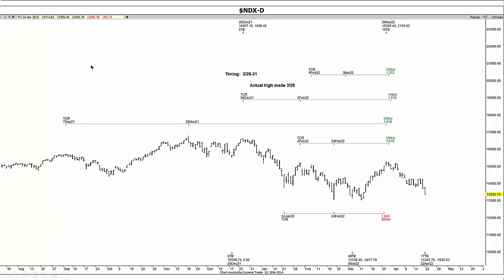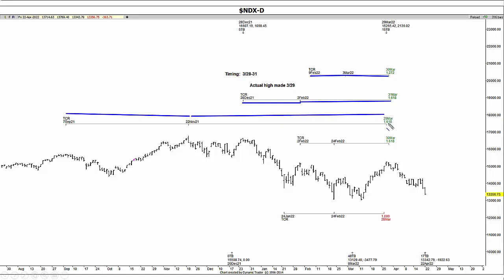Here's another example of timing factors, and I always do the S&P and the NASDAQ. And here, for example, we had, let's see, this was a high to high. 1272 came in March 30th. We had another high to high. 1618 of that came in March 31st. We had a major high to high over here. 1618 came in on March 29th. We had a high to low. 1618 came in on the 30th, and then we had another low to low, and that came in on March 28th. So we had timing the 28th through the 31st.